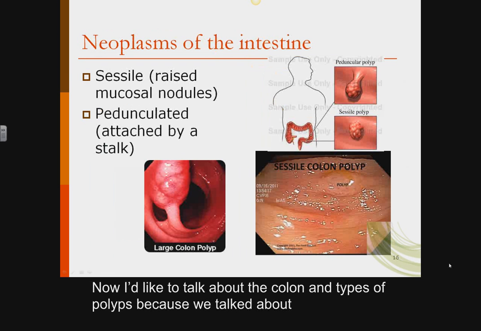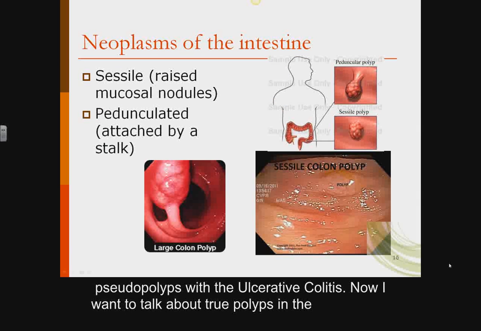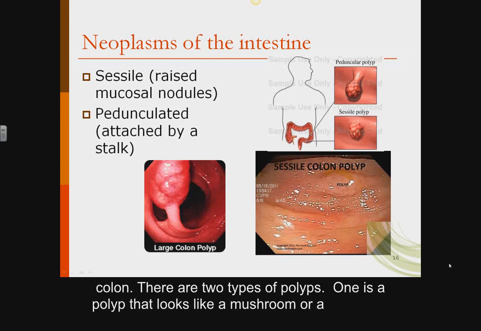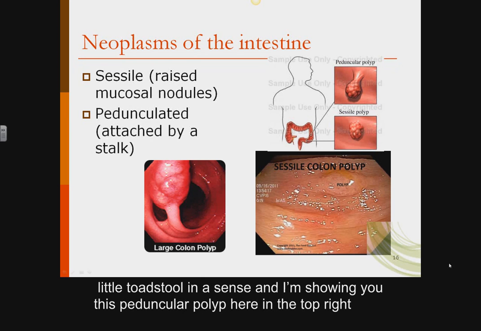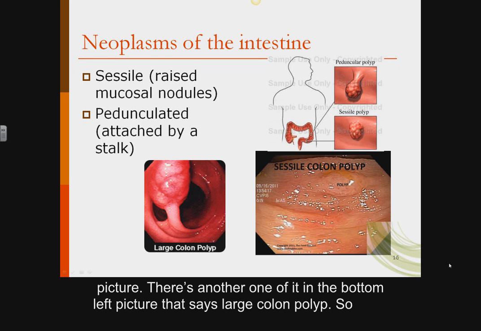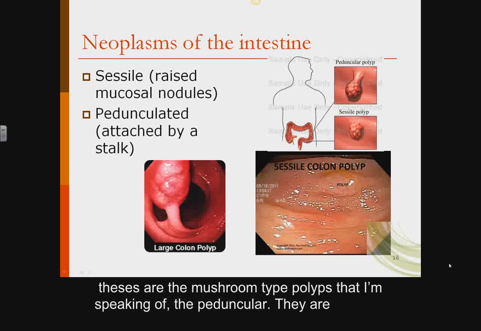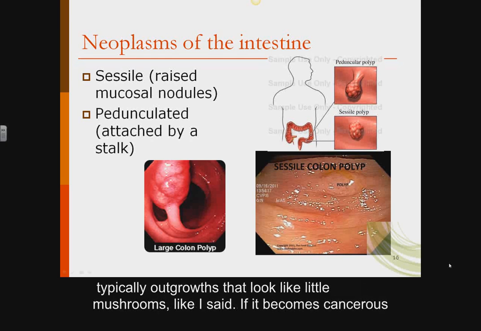Now I'd like to talk about the colon and types of polyps, because we talked about pseudopolyps with ulcerative colitis. Now I want to talk about true polyps in the colon. There are two types. One is a polyp that looks like a mushroom or a little toadstool. I'm showing you this peduncular polyp here in the top right picture. There's another one in the bottom left picture that says large colon polyp. So these are the mushroom-type polyps I'm speaking of, the peduncular. They are typically outgrowths that look like little mushrooms.